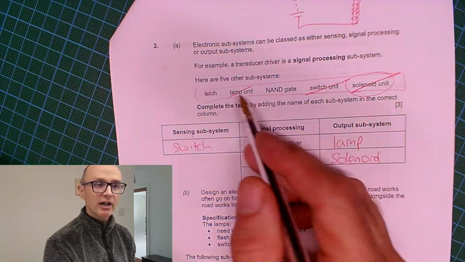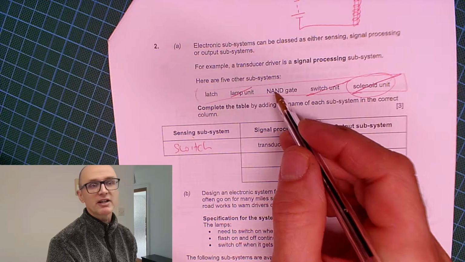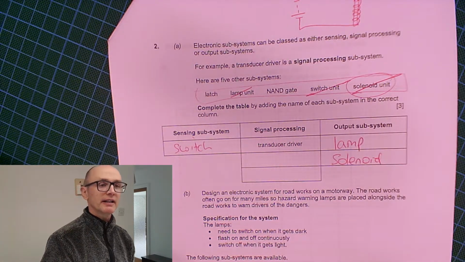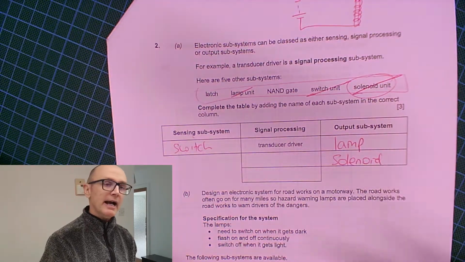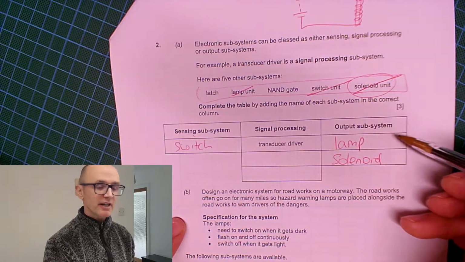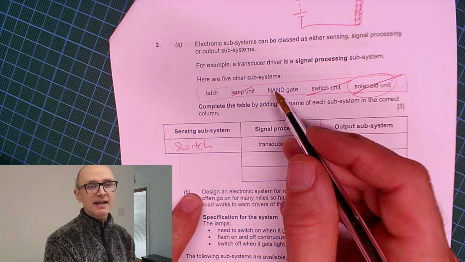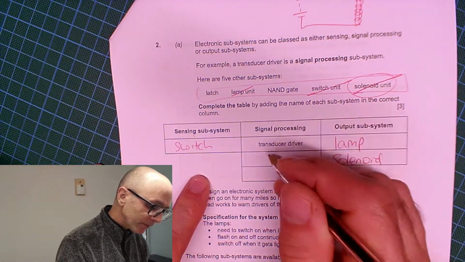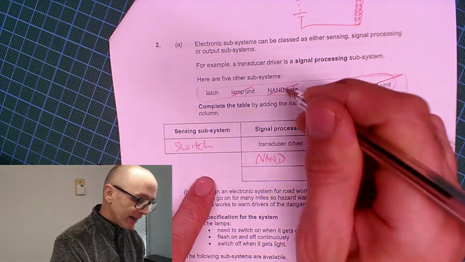It only leaves us two left, the latch and the NAND gate. So they must be signal processing. Hopefully you understand that. NAND gates, they are taking logic inputs, and then they're doing some processing, and then have a logic output, which is then going to go to the next subsystem. If you look at a NAND gate, you can't actually see an output. They're not an output subsystem. So let's put NAND there.